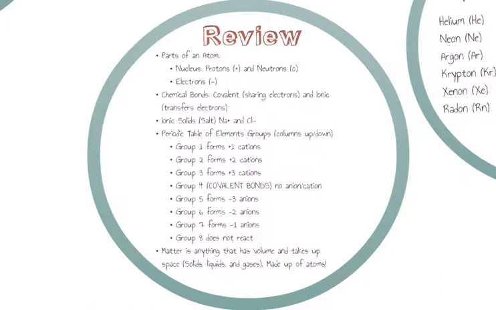Remember, anions are formed by the gain of electrons, whereas cations are formed by the loss of electrons. All of these elements want to be like the noble gases. And remember, noble gases are found in group 8, and they do not react because they have full valence electron shells. Then finally we discussed matter. Matter is anything that has mass and takes up space. And the phases of matter that we talked about are solids, liquids, and gases. And all of this matter is made up of atoms.